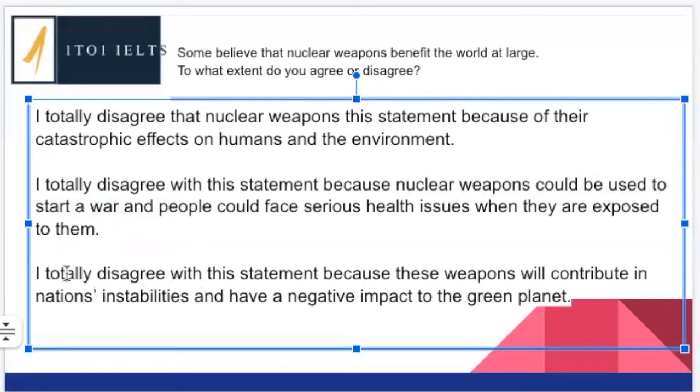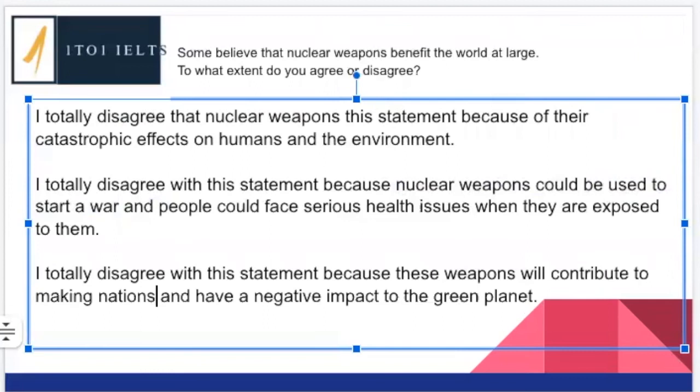Moving on to the next one, I totally disagree with the statement, fine, because these weapons will contribute in nations' instability. So this expression doesn't work, contribute in a nation's instability. You could say, so contribute is always contribute to. So remember this collocation here. And then we're going to have the gerund phrase after this, so contribute to making nations unstable and have a negative impact on the green planet. So this expression is a little bit strange. Obviously, the student is trying to refer to Earth, but the green planet is not what we call Earth.